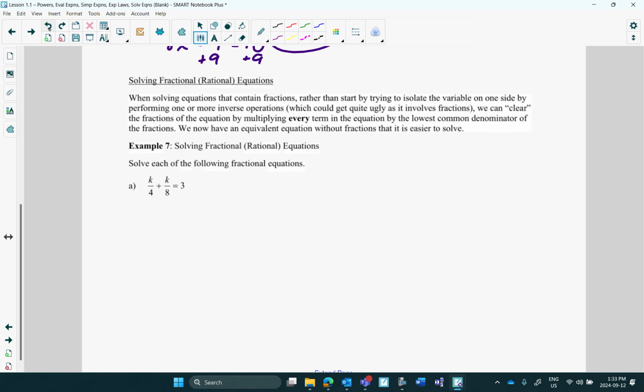8. How do we find that number to multiply? It's always the lowest common multiple. So I multiply 8 by k plus 4 plus 8 times k over 8 equals everything, even the non-fractions have to get multiplied by 8, because if you don't, you've changed the equation, which means it'll change to an incorrect solution.